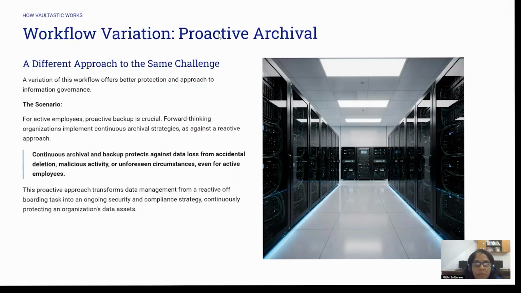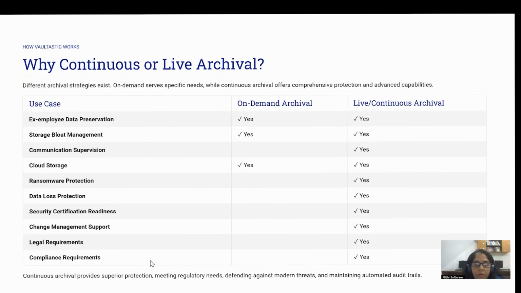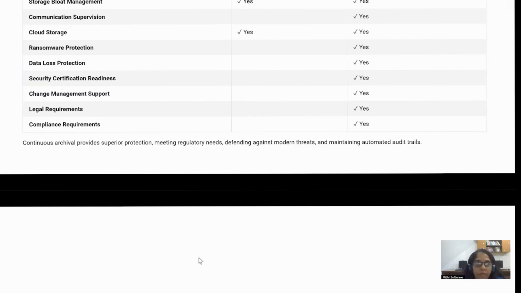A continuous and live archival will help you not only satisfy this use case, which is ex-employee data preservation, but as you can see from this table, it also makes you ready for a whole lot of other use cases, right? Whether it is storage bloat management, teams who need communication supervision, or ransomware protection. So live or continuous archival protects you, and makes you ready for all these use cases as well. So how would you configure continuous or live archival using the new interface?